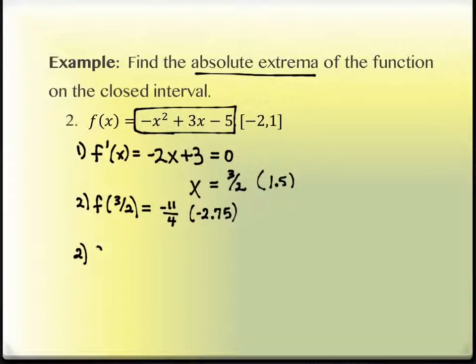Step 3 says to evaluate the endpoints, and the endpoints were given in the problem up here as negative 2 to 1. So we need to find what is f of negative 2 and what is f of 1. So step 3. So when I plug in negative 2, what do I get? Always evaluating back in the original function.